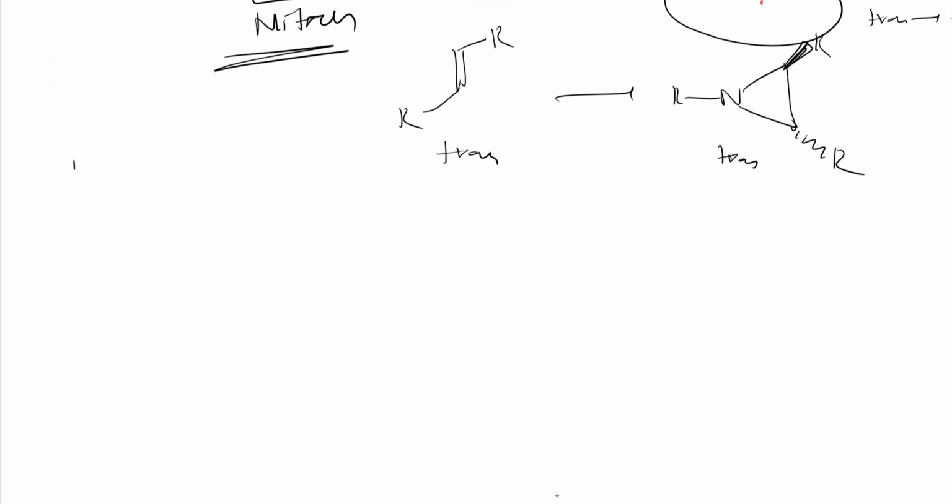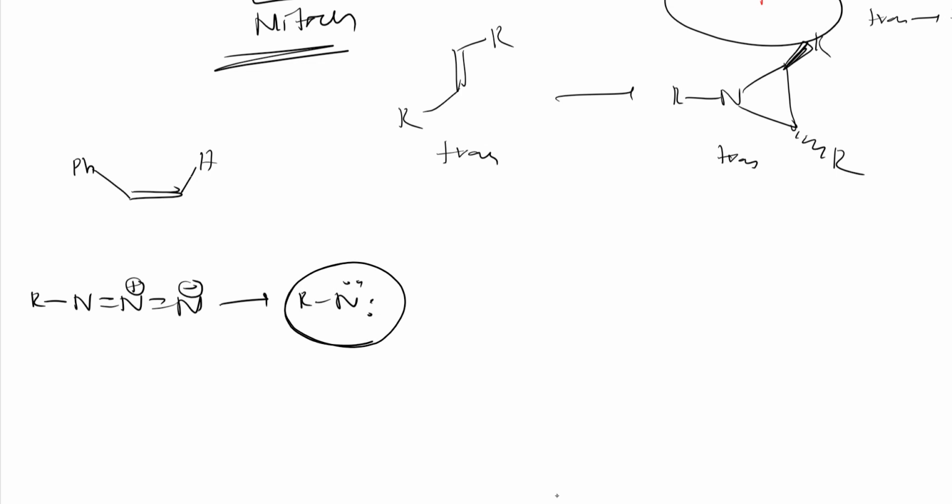So instead of that, if I use a compound like this, see, what is this? Alkene, right? This is also an alkene, hydrogen, hydrogen you can place. So from R, N is there, double bond N, double bond N. So this is minus and this is plus, right? From that I used to get this R-N, and this is nitrogen I used to get. I showed the reaction of this. Sometimes this happens with hv or heat.